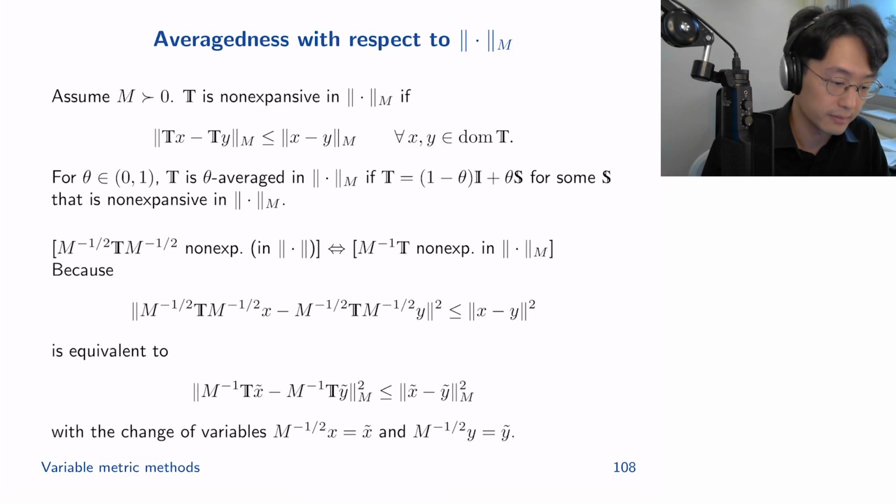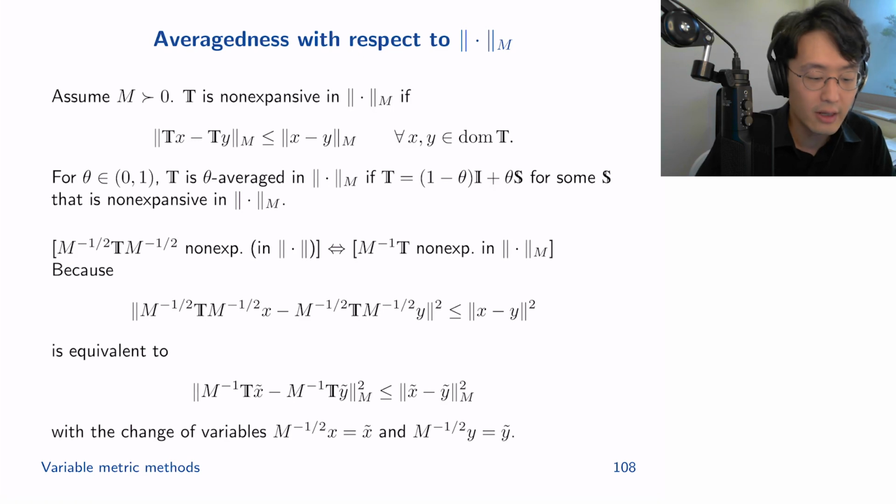So these are very clear and natural definitions, generalizations of the notion of averageness and non-expansiveness to the case of M norms. In the derivation of variable metric PPM and variable metric FBS, we encountered this type of operator: M to the minus 1/2 composed with T composed with M to the minus 1/2. Now, non-expansiveness of this operator, the original operator used to derive these variable metric methods, is equivalent to non-expansiveness of M inverse T in the M norm. Well, why is that so? This follows from direct calculations.